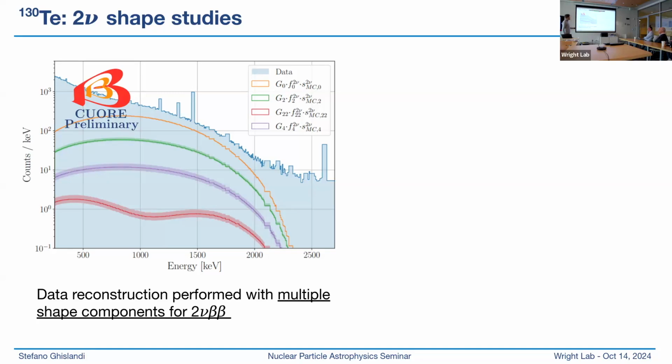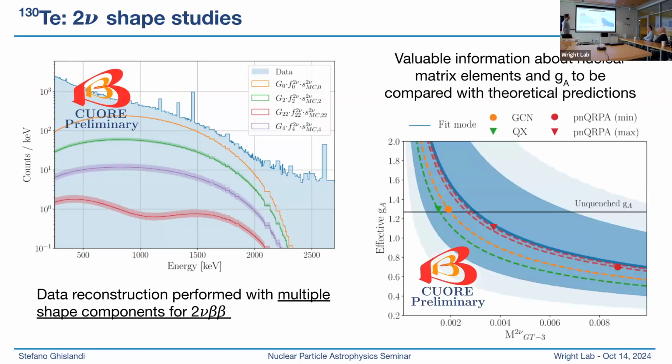Using the ratios and the absolute values of these normalizations of these templates, you can actually say something about the nuclear models. So this is a plot in which the y-axis is the effective axial coupling, which is the one we have also measured before with indium. And this MGD3 is just one of the nuclear matrix element contributions to the improved model of the two-neutrino double beta decay.